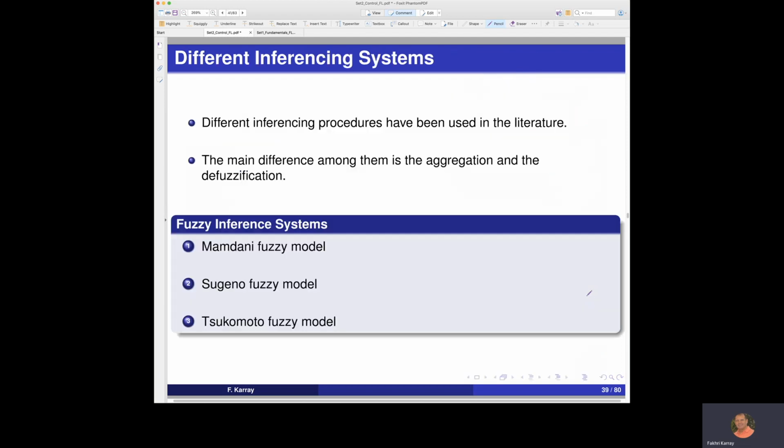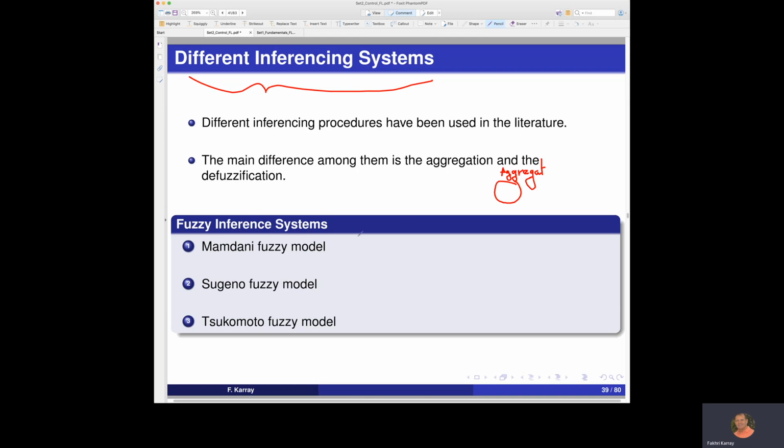So now I would like to speak about various types of inferencing systems that have been utilized in the literature. There are a few of them. And what do we mean by inferencing system? Inferencing system is no other than this way of getting the aggregate signal. So the aggregate signal of the outputs of the fuzzy system is what is known as the inferencing mechanism, also the fuzzy inferencing. That's what we have seen in earlier slides.